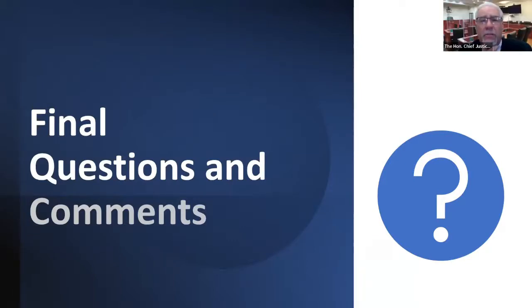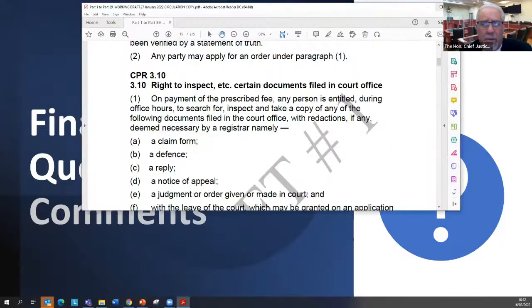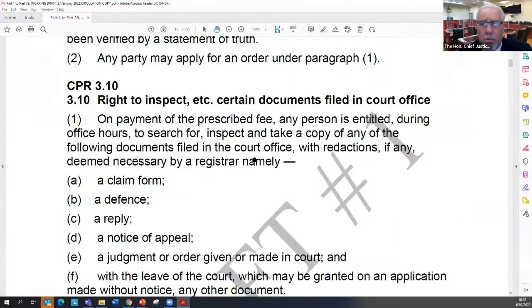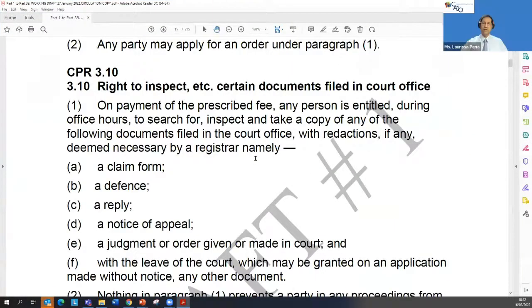Just allow me to interpose something here, following up on what Sir Dennis said. The rule I believe that you were referring to about inspecting the file is Rule 3.10, I think it is. If those who are listening are interested, I can't share my screen unless I would do so. But you have it. Yeah.